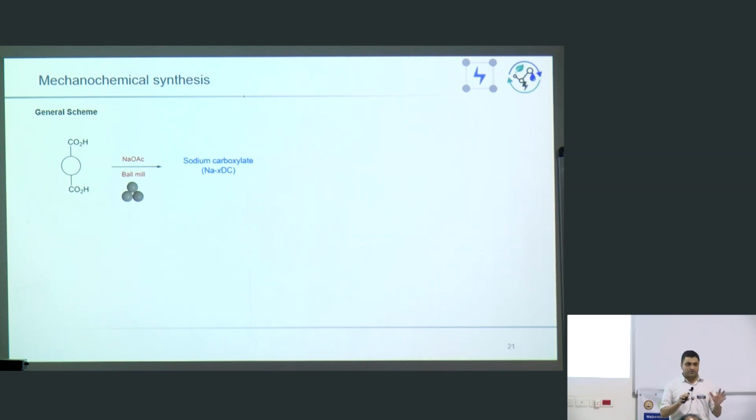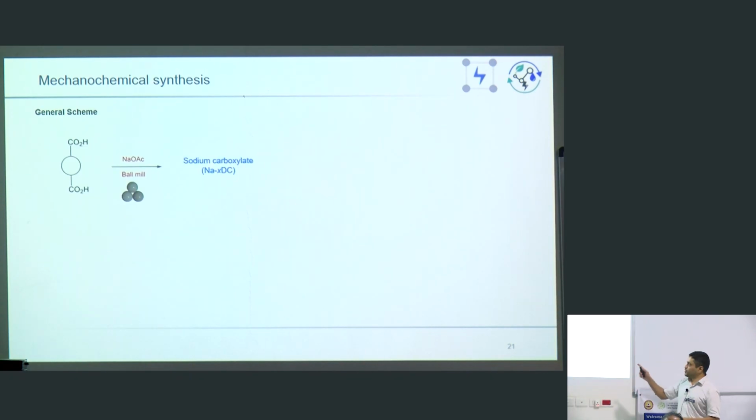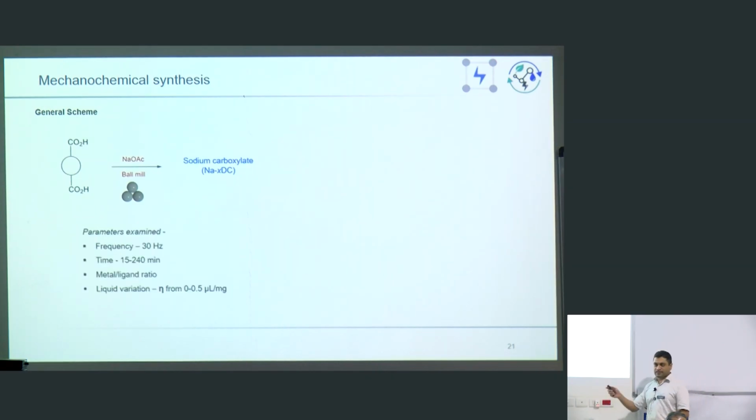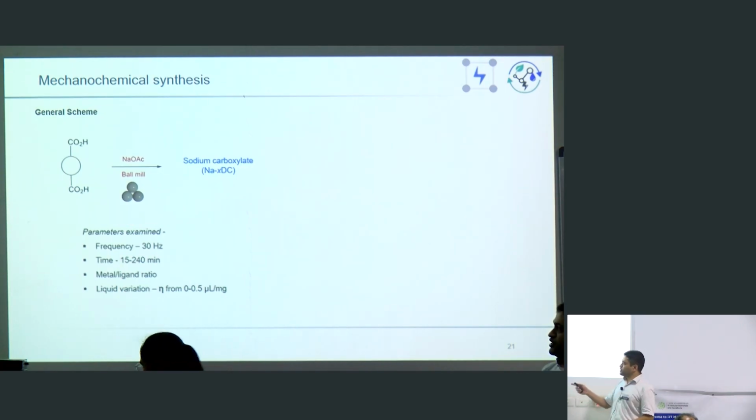Shaking or mechanical forces are just enough to carry out the synthesis. So what can be shown over here is, if you take dicarboxylic acid and treat it with sodium acetate, you just ball mill it for a specified period of time, and you end up getting the sodium carboxylate of interest. In this case, you can vary a few different things. You can vary the frequency of shaking. You can actually change the time.